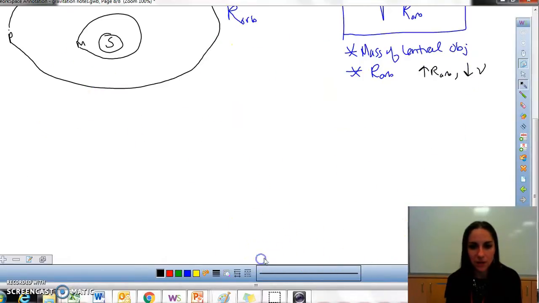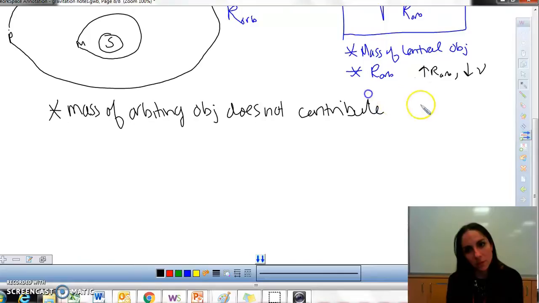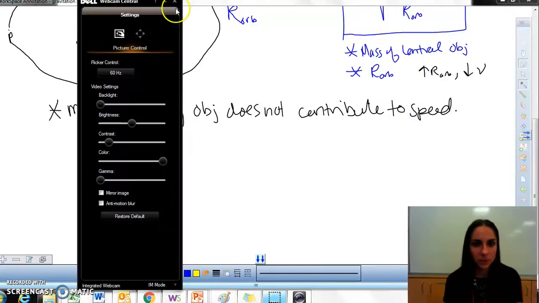So we say the mass of the orbiting object does not contribute to speed. Pretty neat, right?